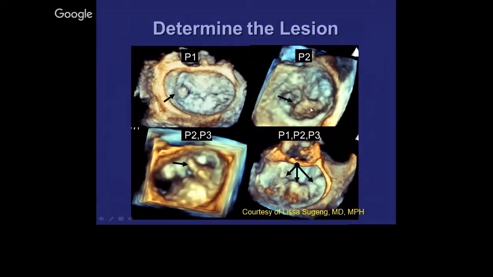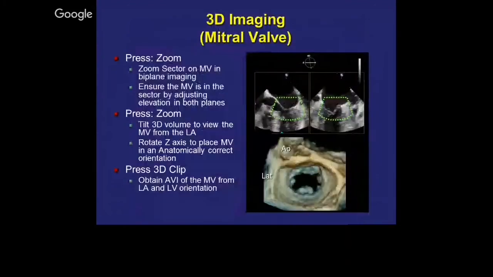Okay. This here shows just a very degenerative valve. You can see it involving all the posterior scallops. Okay. So for the 3D, you don't need to change any angles or do anything. It just shows you how it is, the way the surgeon is going to see it. So that has really helped in terms of mitral valve repair, even prior to surgery.